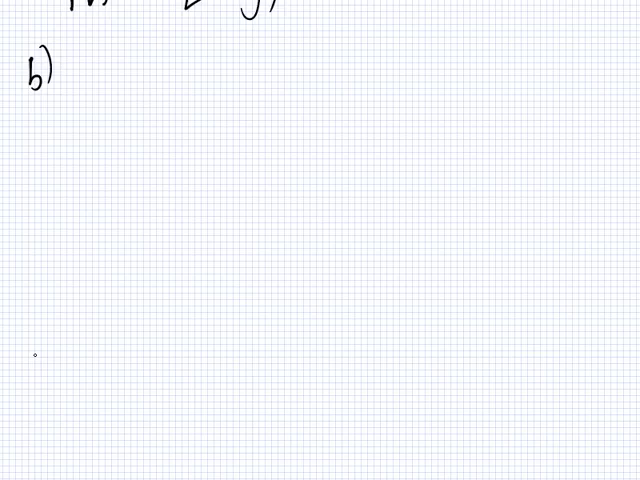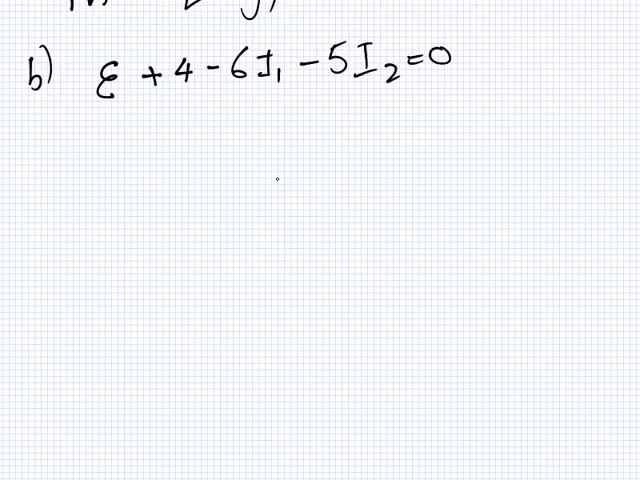Right, so what loops do you feel like taking? I think we should start at the E maybe. So we do a small loop. E, now hang on, do we minus or plus that 4? We plus it. E plus 4 minus 6I1 minus 5I2 equals 0. Can you see my loop?